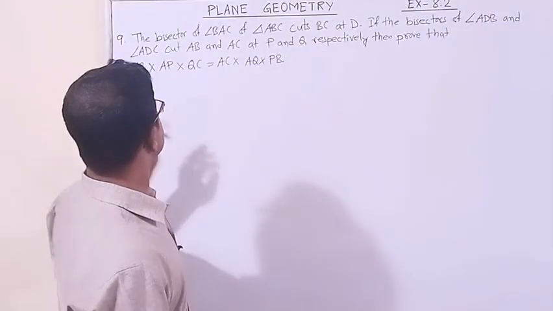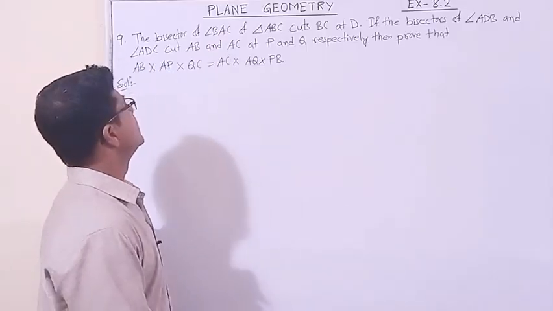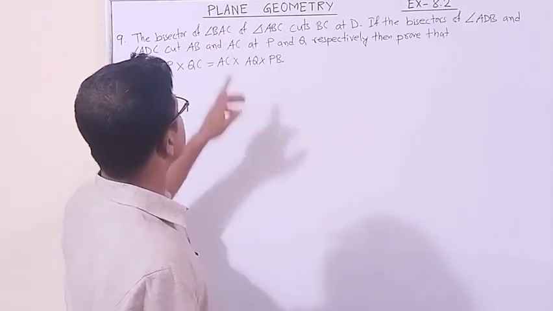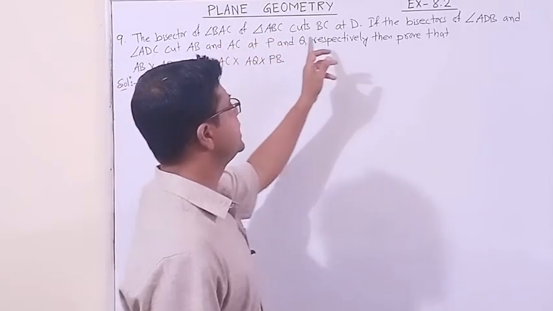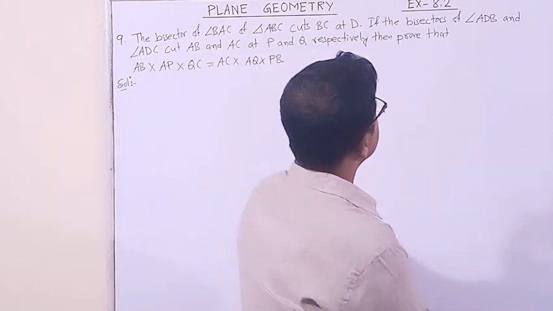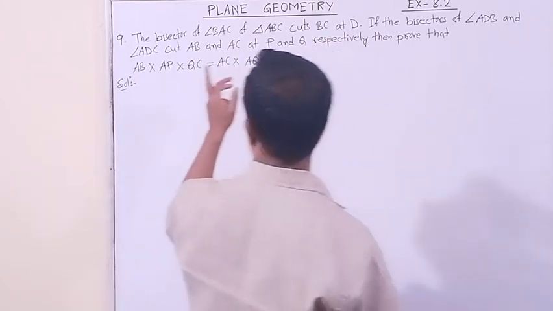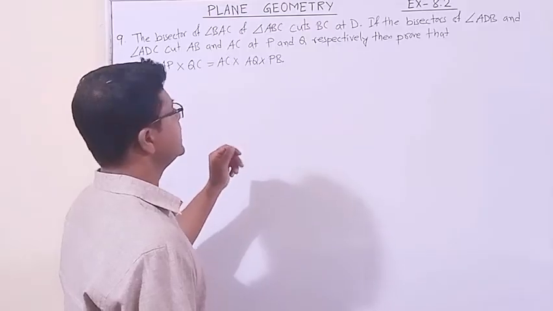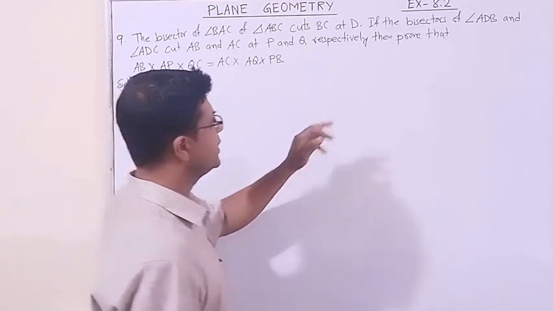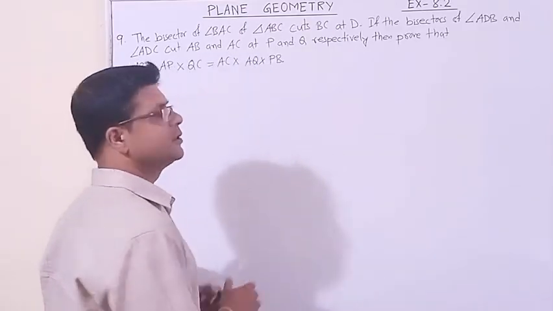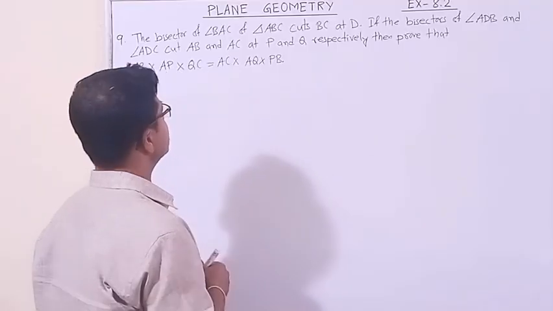Okay, my dear students, we have taken question number 9. The bisector of angle BAC of triangle ABC cuts BC at D. If the bisectors of angle ADB and angle ADC cut AB and AC at P and Q respectively, then prove that this. Here also you will find the solution is too simple.